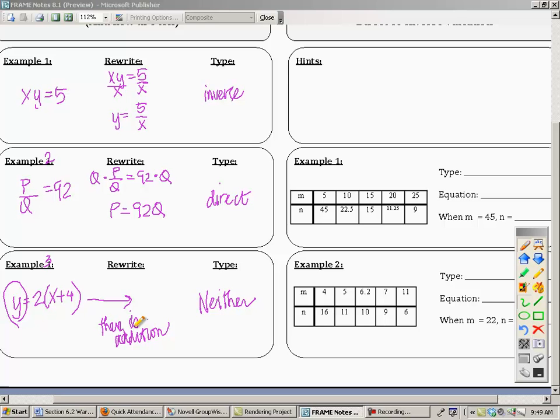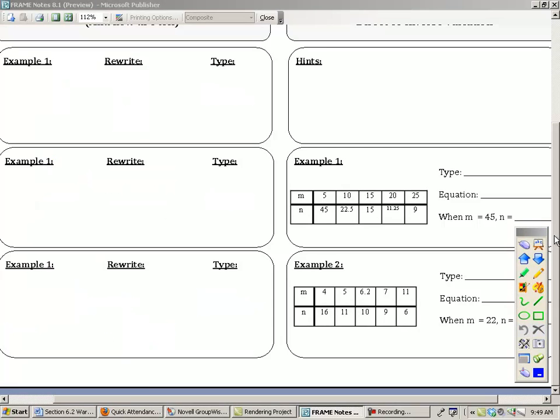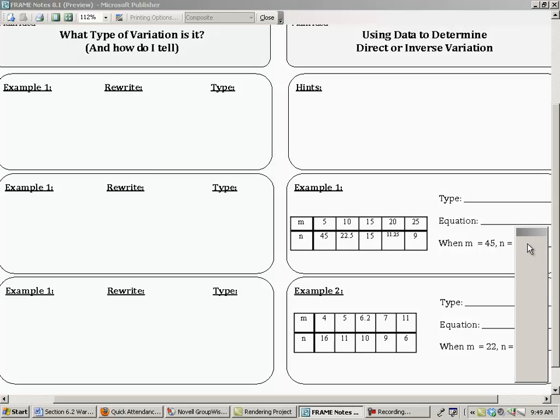Okay? Now, as we go through, let me slide this up actually just a little bit. And I'm going to X out what we had there, but we're going to use data to determine whether the set of data is an inverse or direct variation. So let me give you some hints.